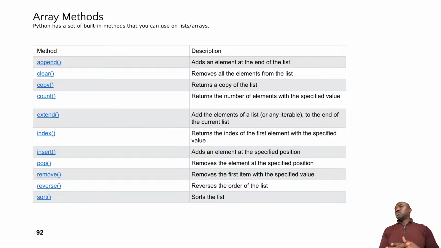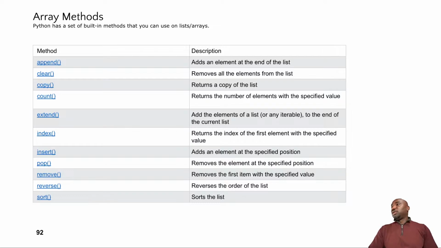We can also research array methods and array commands. So you have append, which we know adds something, and we have clear, which removes all the elements in a list. So instead of US cars dot pop, we could do US cars dot, of course, append. Clear completely erases the list. Copy returns a copy of the list. Count returns a number of elements in the list.